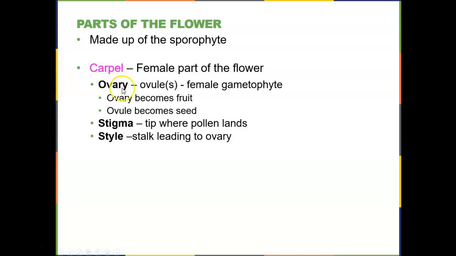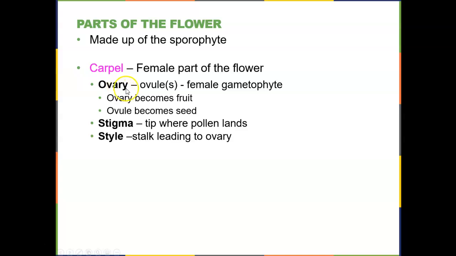The ovary contains ovules, and remember the ovules are the female gametophyte. They are 7 individual cells, so it's a multicellular structure, and we'll take a look more at those details in a little bit. Now, this ovary, which may have one ovule or may have several ovules, is what will become a fruit when the eggs are fertilized. And each ovule becomes a seed.